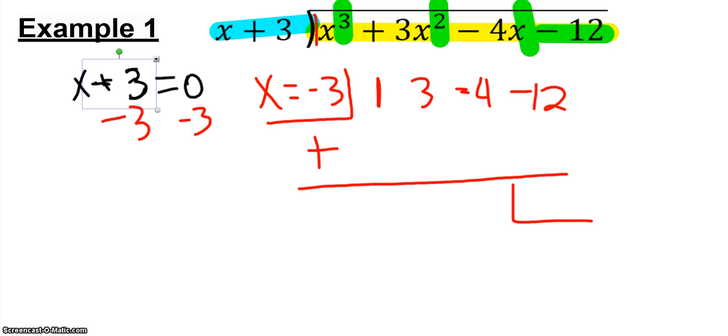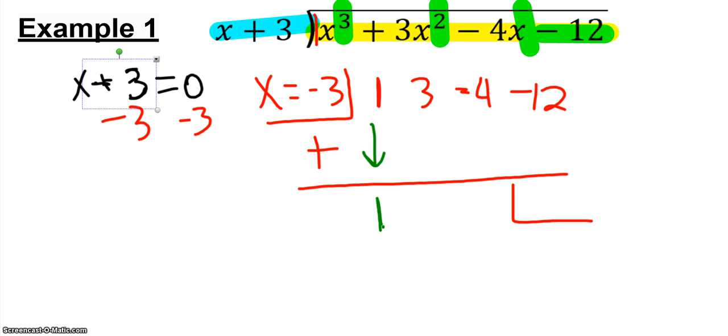Okay, the next step that you need to know is you have to take this first coefficient and just bring it straight down. So that 1's going to come down. Alright, now this is whenever I start multiplying, and I'm going to repeat every single step over and over again until I'm done.